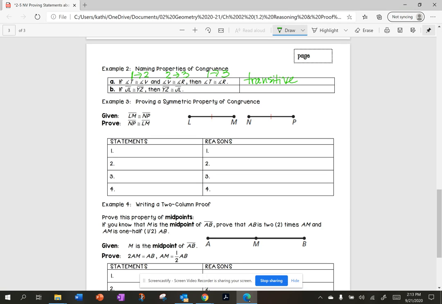And if segment JL is congruent to segment YZ, then segment YZ is congruent to segment JL. So these are just switching or flipping, so we call that symmetric.